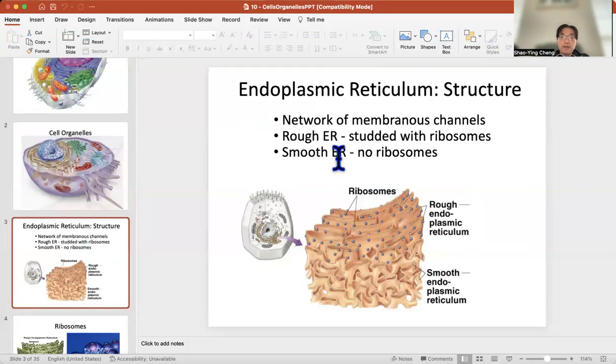The first one we're going to look at is ER, endoplasmic reticulum. The ER's structure looks like a blanket. It surrounds the nucleus. That's the nucleus, and outside are the ER. There are two kinds of ER. One is called the smooth ER, and this is called the rough ER. The rough ER is rough because it has ribosomes. Those blue dots are ribosomes.